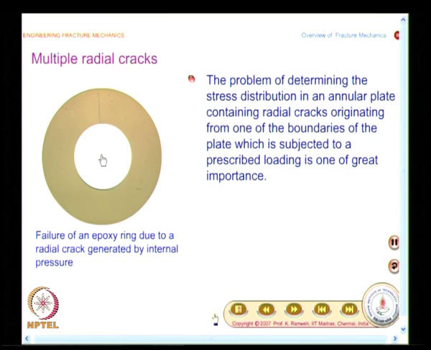So, this gives a confirmation that when you have internal pressure you could have cracks developing radially. In fact, a study was conducted to see when you have multiple cracks how the cracks interact in a pressure vessel, we would see that.